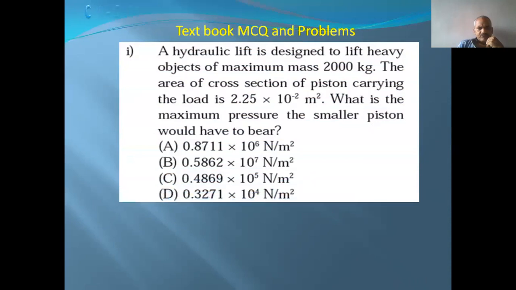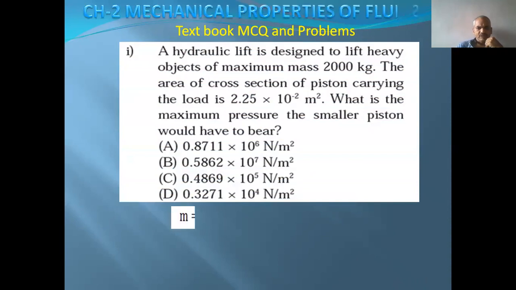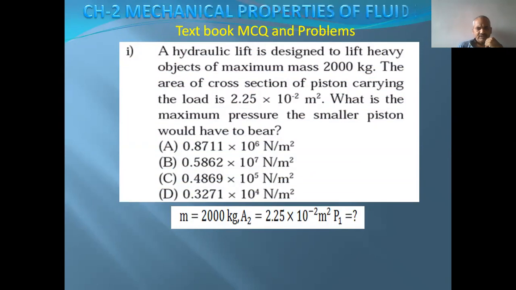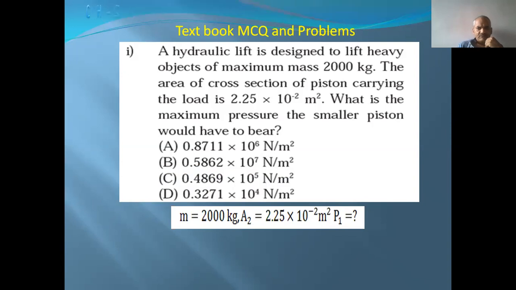In this MCQ, there is a hydraulic lift which is designed to lift heavy objects of maximum mass 2000 kg. The area of cross section of piston carrying the load is 2.25 into 10 raised to minus 2 meters square. In these two sentences, first they have given the maximum mass to be lifted, that is 2000 kg. The area of cross section on which this mass is kept is 2.25 into 10 raised to minus 2 meters square. And we have to find out the maximum pressure the smaller piston would have to bear.